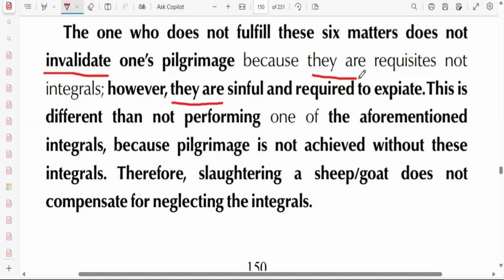And this is slightly confusing here because it says "they are" right here about the obligations. Then it says right here "they are" about the one who doesn't fulfill those 6 things. This is different than not performing one of the aforementioned integrals. I'd say different from. This is different from not performing one of the aforementioned integrals, because pilgrimage is not achieved, is not completed without these integrals. Therefore, slaughtering a sheep or goat does not compensate for neglecting the integrals. Well, what are they translating as achieved here? I'm curious. Let me see.